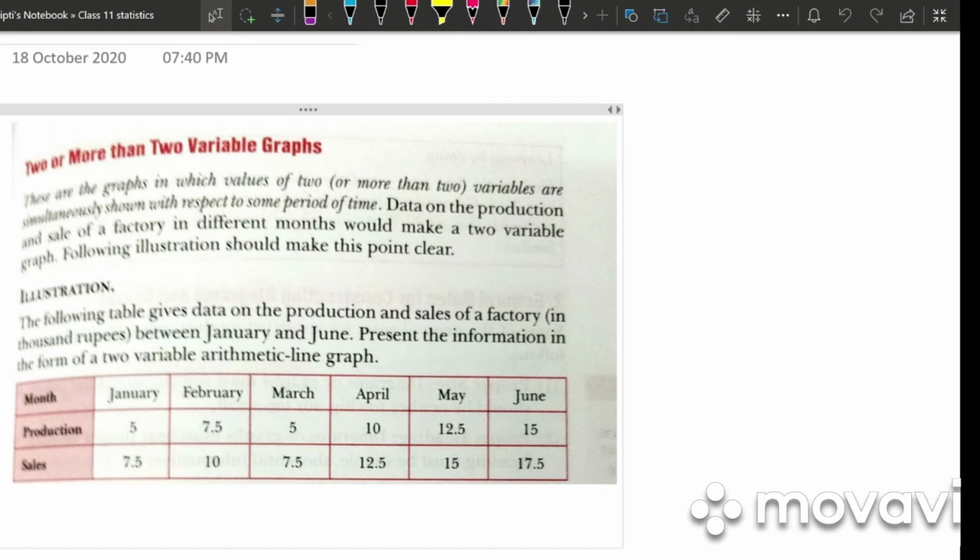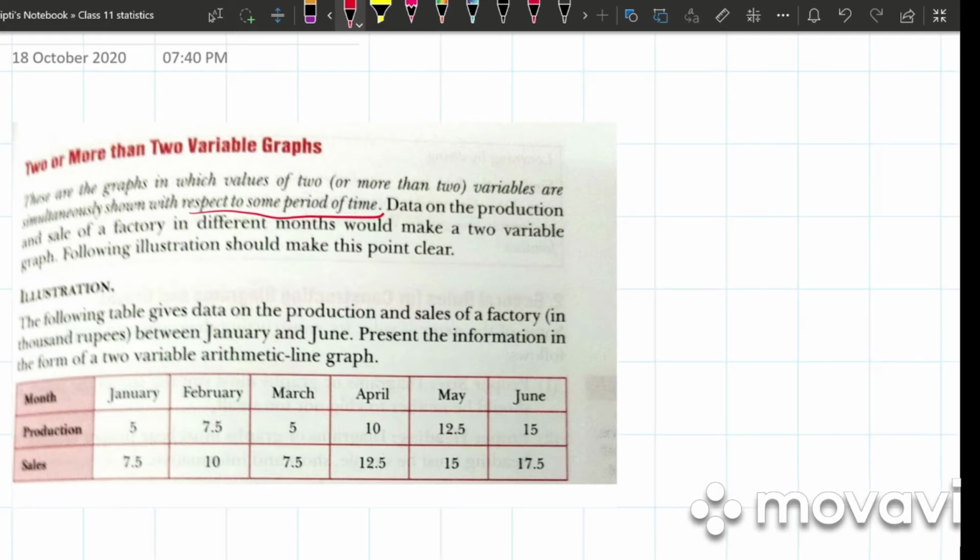So when the value of a variable given is two or more, it is two variable graph. These are the graphs in which values of two variables are shown with respect to the same period of time. Data on the production and sale of a factory in different month would be two variable graph. If you are given export and import of India, it is two variable graph. If they have given you sale and production, it is two variable graph. So when the value of a variable given is more than one, it will be two variable graph.